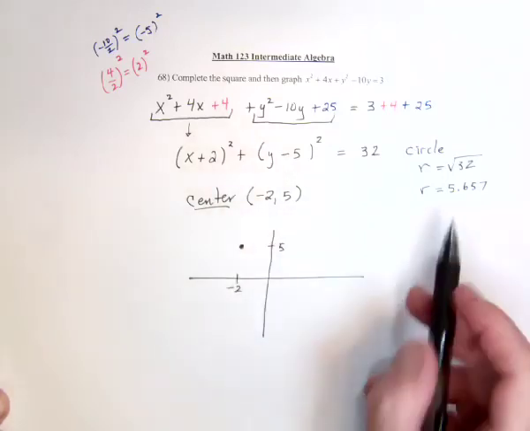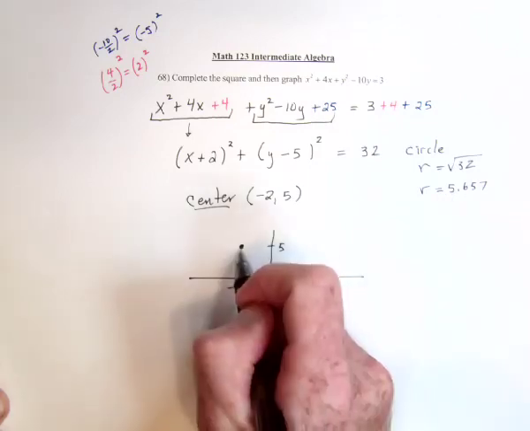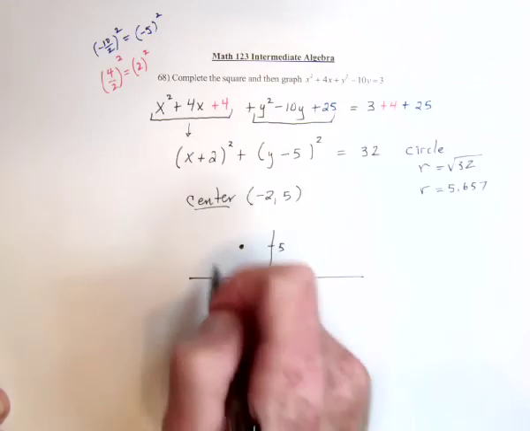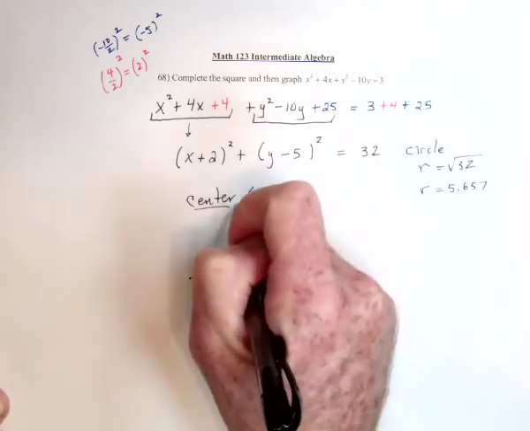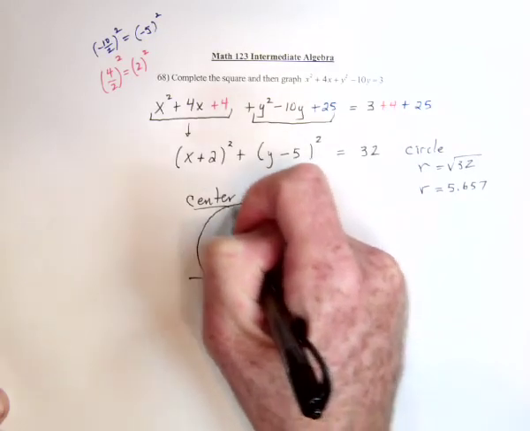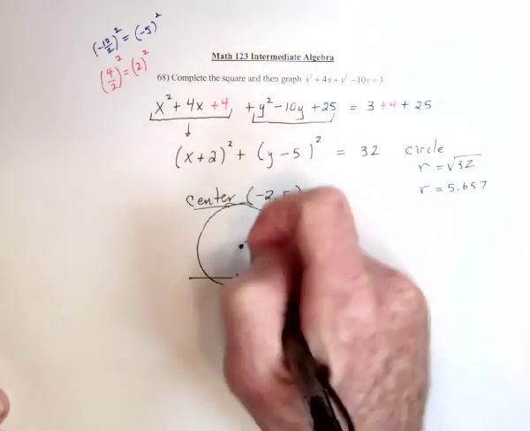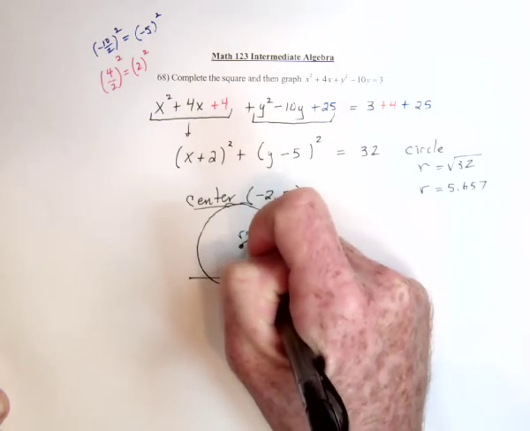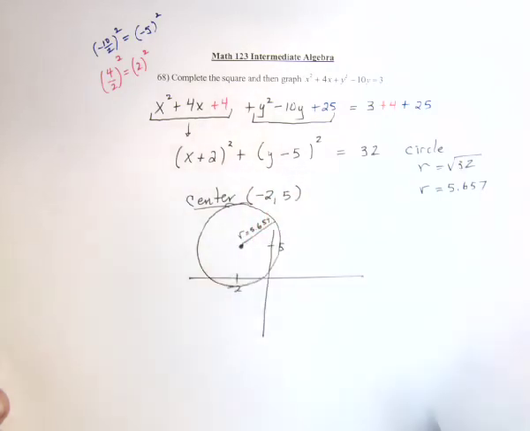And then it's got a radius of 5.6. So when I draw it, it's going to go slightly more than the x-axis. So it's going to hit the x-axis. So the radius equals 5.657, and there's our circle.